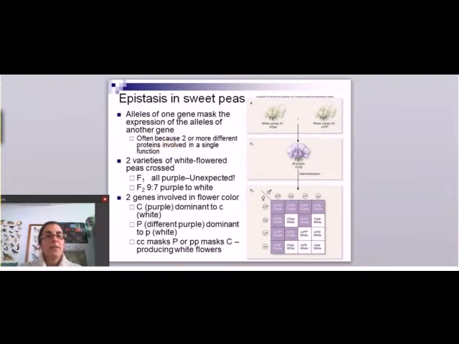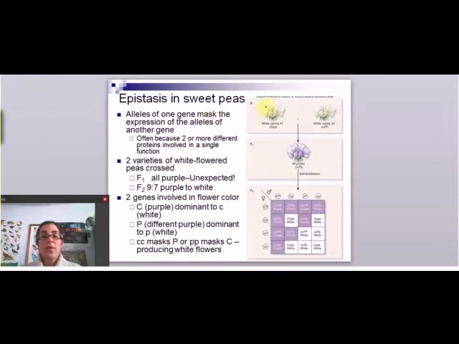So the first one is epistasis. Epistasis is when the alleles of one gene or the outcome of one gene masks the outcome of another gene. And this is usually because there's 2 different genes that contribute to an outcome.